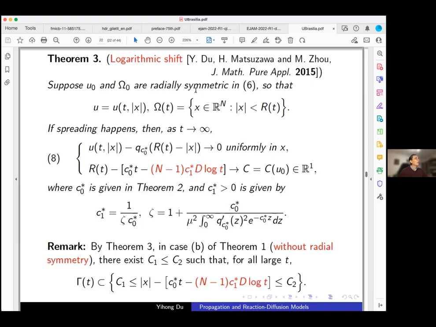Without radial symmetry, we can use a comparison result to show that in the general case, the population range boundary is contained in a spherical shell with a finite thickness. And the radius of the spherical shell is roughly this.